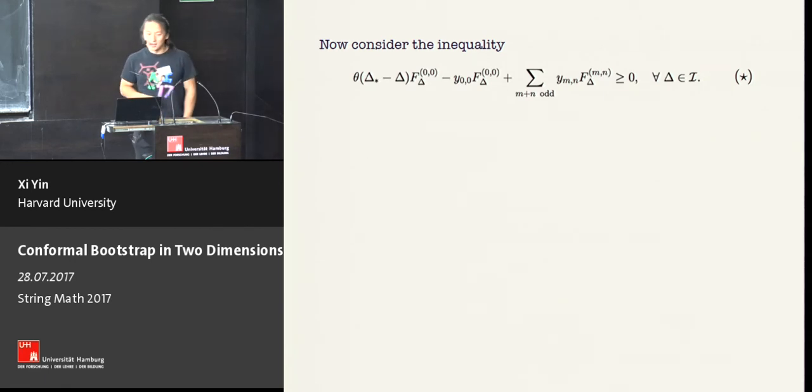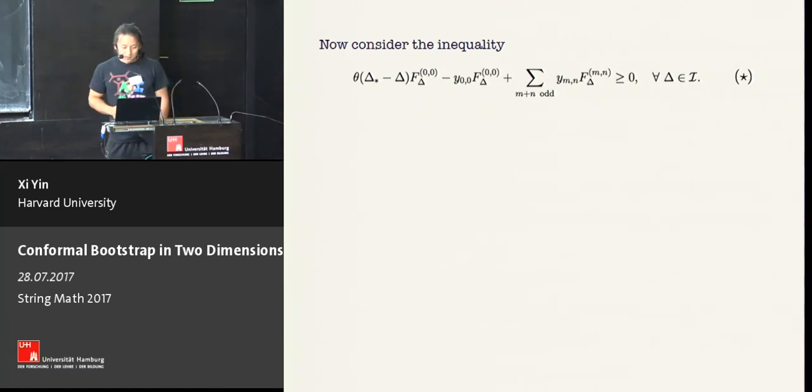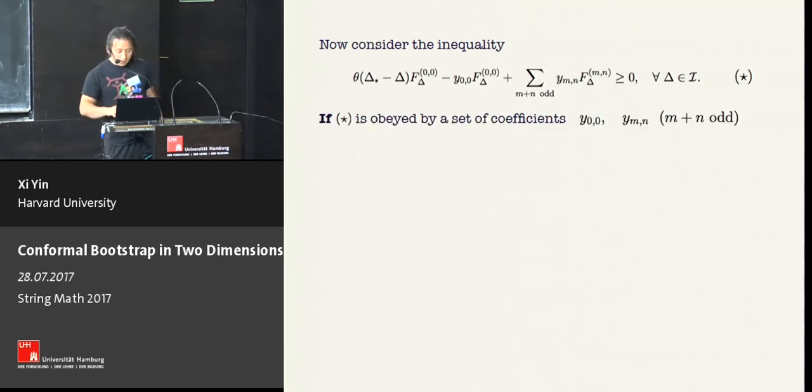Let's consider this inequality where theta is a step function. So this takes value 1 for positive arguments and 0 for negative arguments. So this basically only keeps the stuff below this cutoff dimension delta star. And these y's are some real coefficients. It may or may not be possible to find y's such that these inequalities are simultaneously satisfied for all operators in the spectrum. By the spectrum here, I mean the spectrum that appears in the OPE.